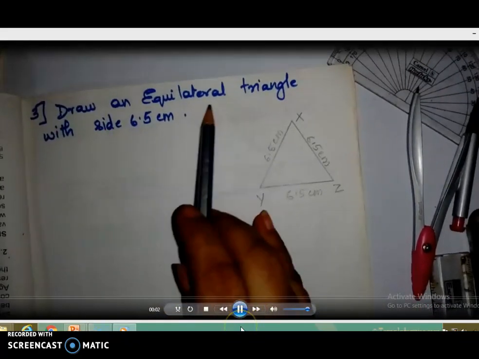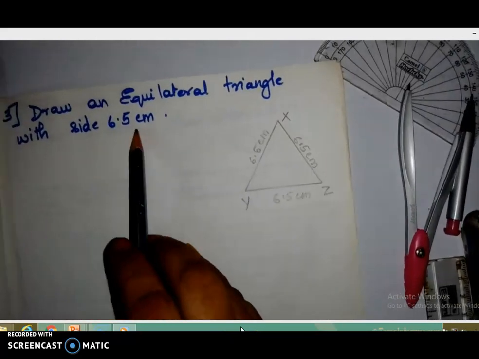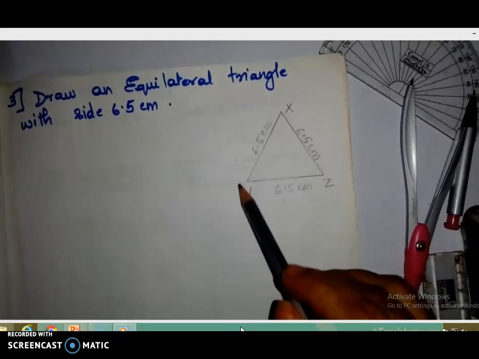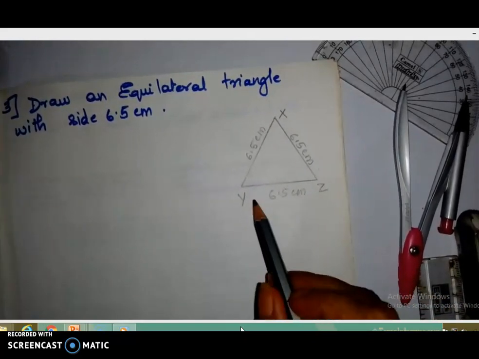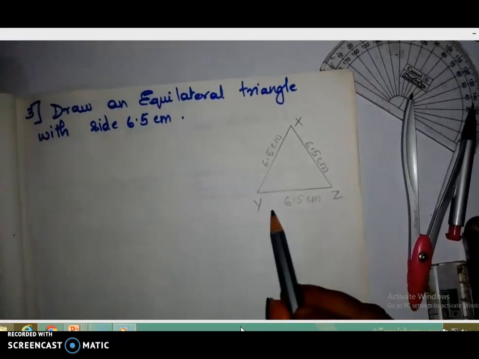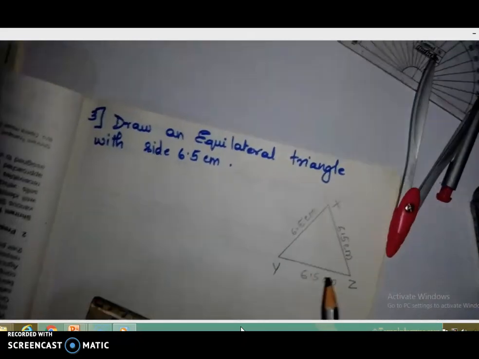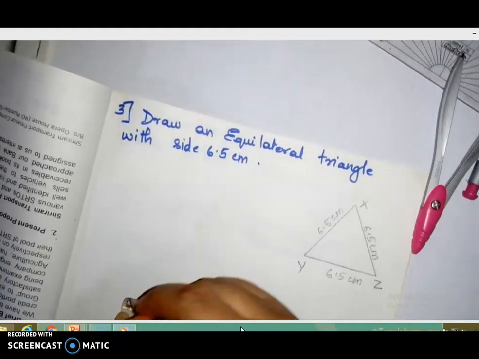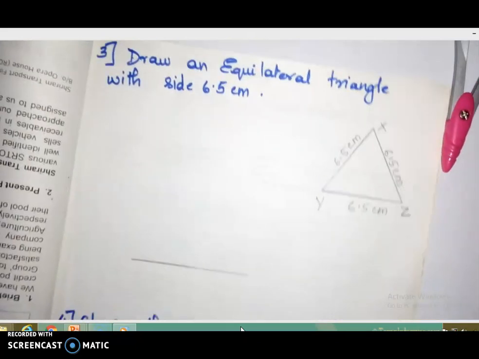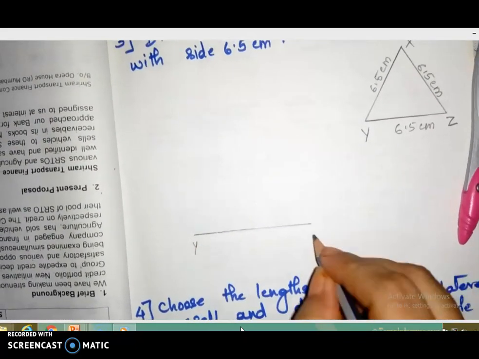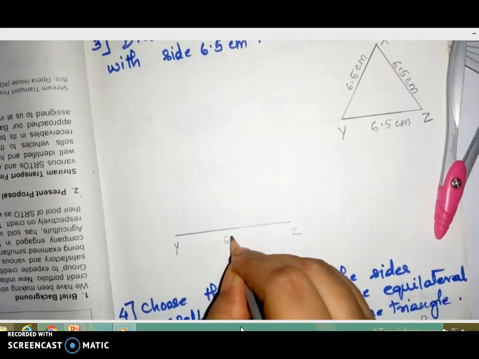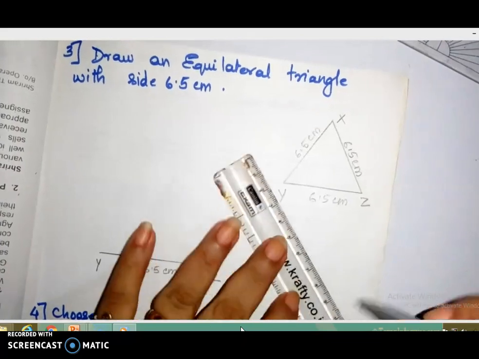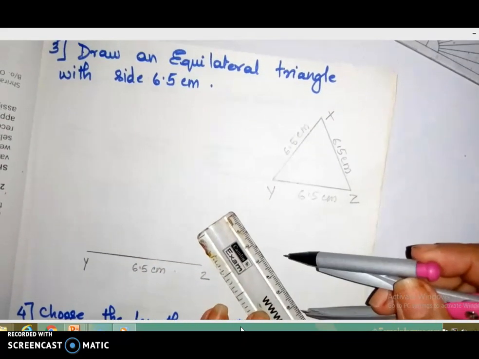Question number 3. Draw an equilateral triangle with sides 6.5 cm. You know students, equilateral triangle means all the three sides are of equal measure. So first we will take the base YZ as 6.5 cm. Now on the compass also we will take the same measure.